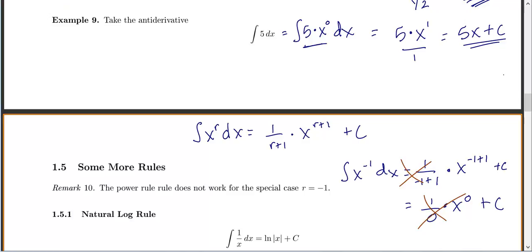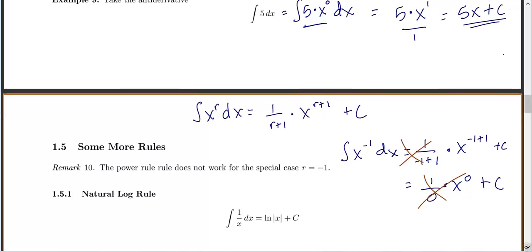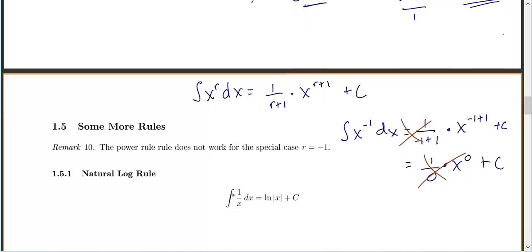But we do have a rule that does work, the natural log rule. So what's the integral of 1 over x? Up above, in example I think 4, we looked at this and we said, oh, how do we get the derivative of, or how do we take a derivative and get to 1 over x? It must be when we start with natural log of x.